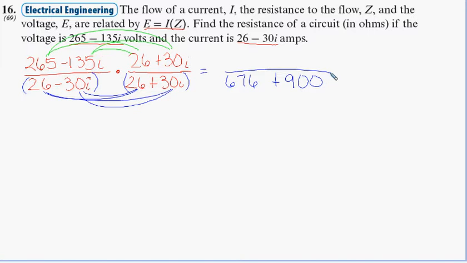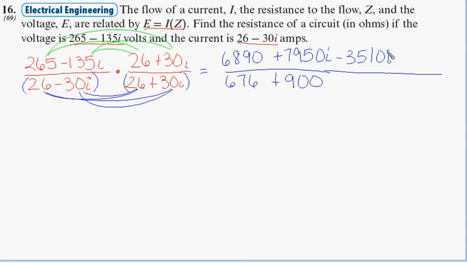So 265 times 26, enter that into your calculator. Be very systematic about this. I believe you should get 6,890. Okay? The next thing we're going to multiply is 265 times 30i. I believe that gives you positive 7950i. Okay, and then the next thing we're going to multiply is negative 135 times 26, which gave me negative 3510i. I hope I don't have mistakes in this.